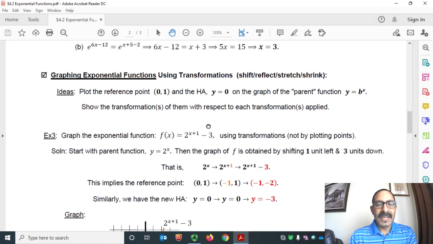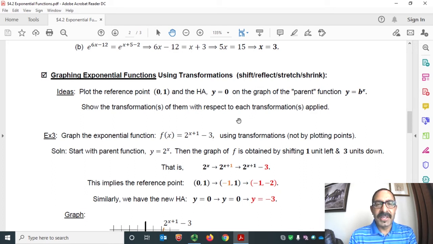Next, graphing exponential functions using transformations. That means without plotting the points. The transformations mean we are shifting either right or left, or reflecting across any lines, or stretching or shrinking. We're also shifting up and down. So let's use those transformations to graph the various exponential functions.